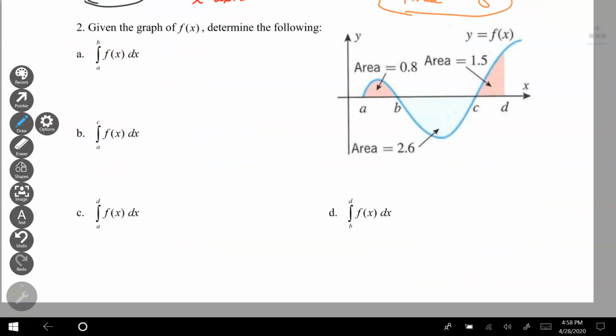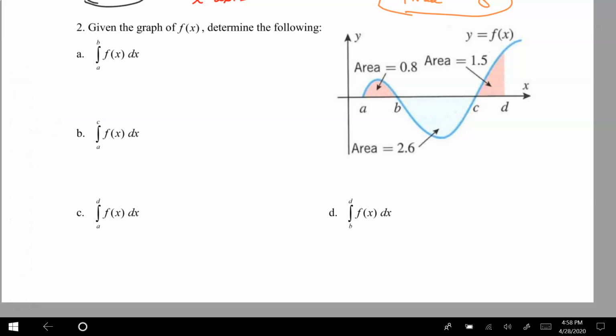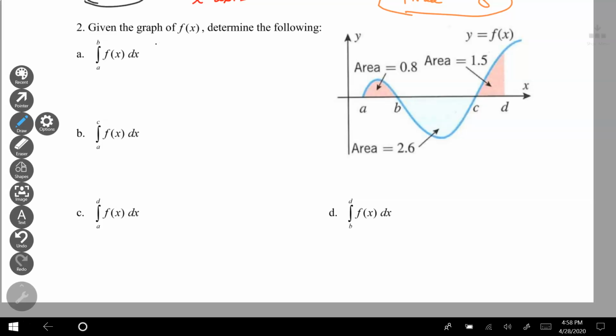Well, let's just talk about definite integrals in general when I have letters A and B and C and D instead of actual values for x like 1 and 4 or 2 and -2 and so on and so forth. So this is asking for the area between x equals A and x equals B of this function. So it's basically looking at this area right here. That area is equal to 0.8.